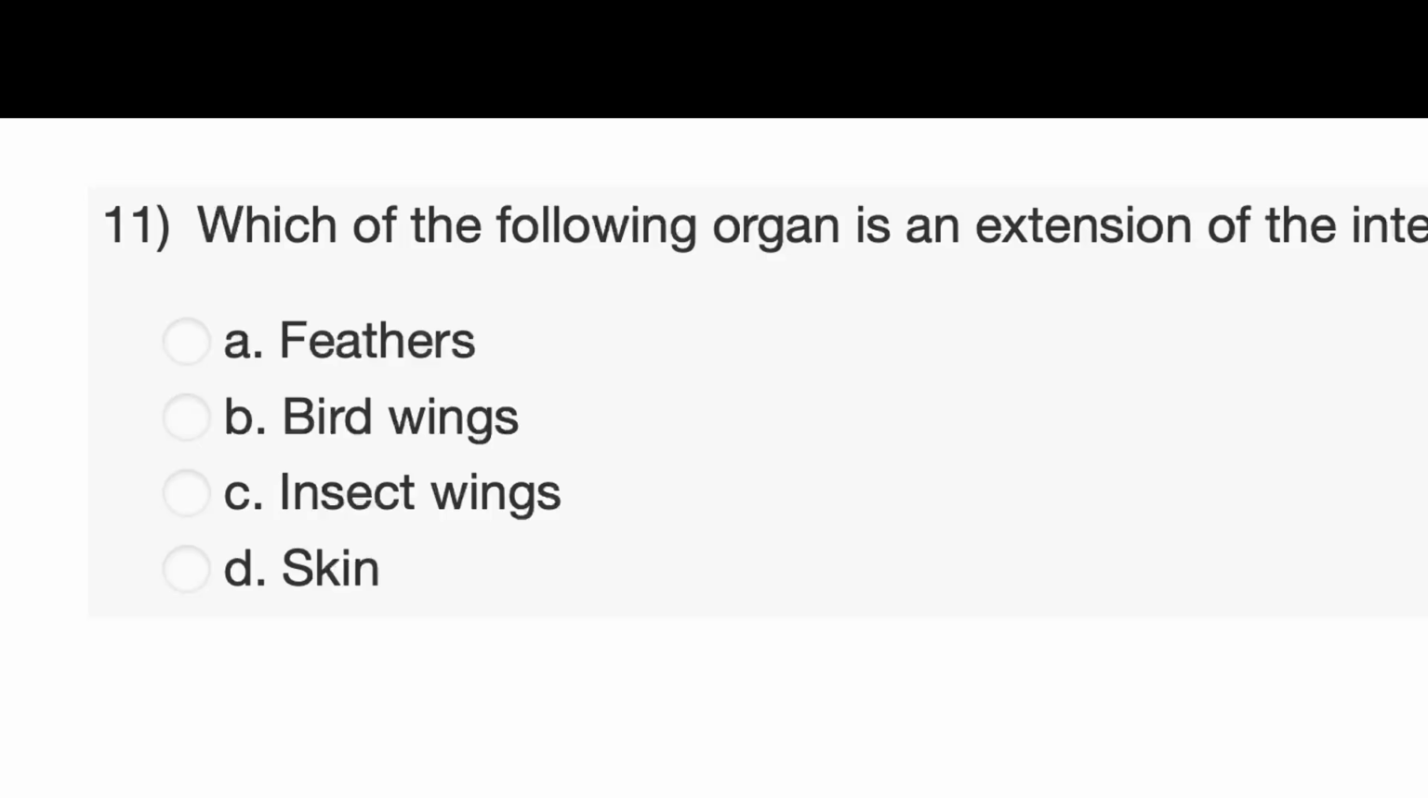Question number 11. Which of the following organ is an extension of the integument? Option A, feathers. Option B, bird wings. Option C, insect wings. Option D, the skin. All of these are different organs, but only one of these is an extension of the integument. Now you have to know what an integument is first to answer this question, right? What do you think is the correct answer?